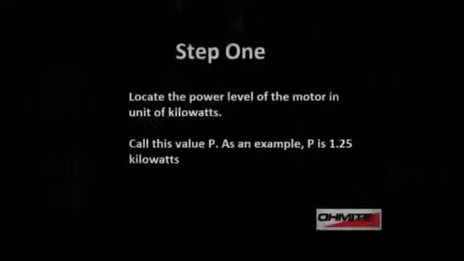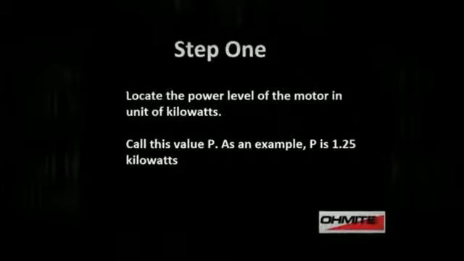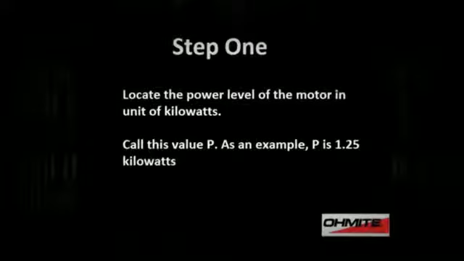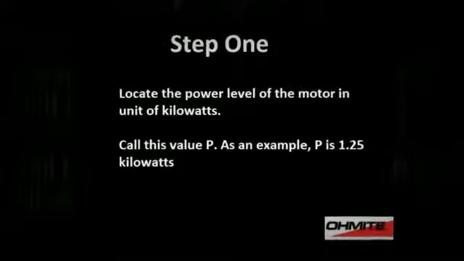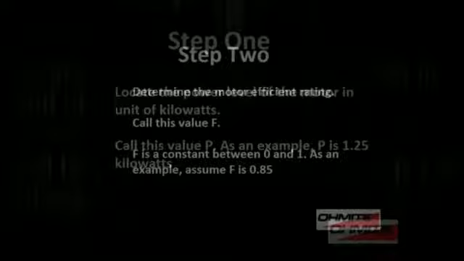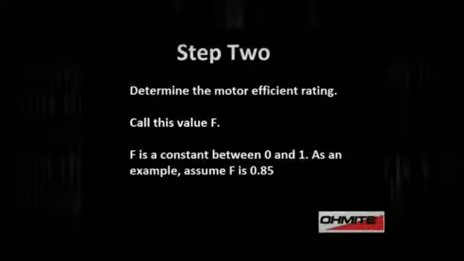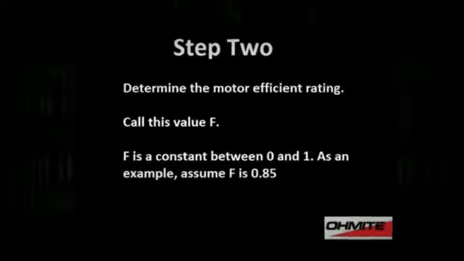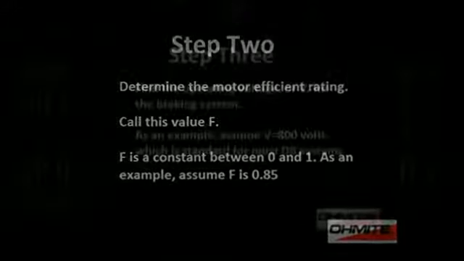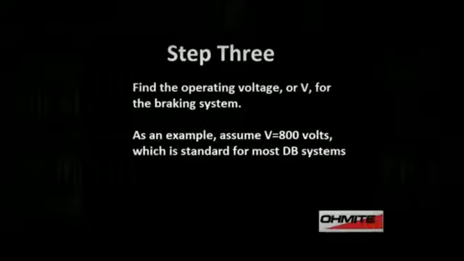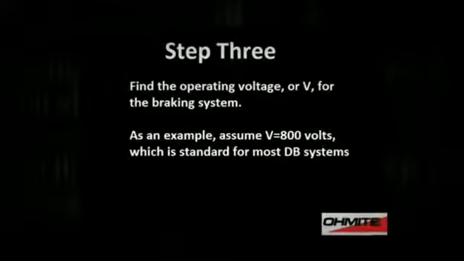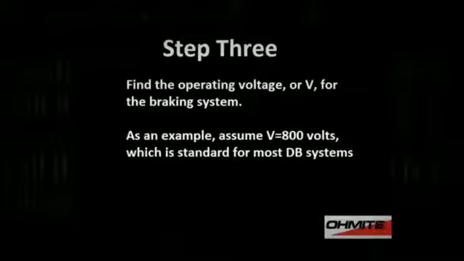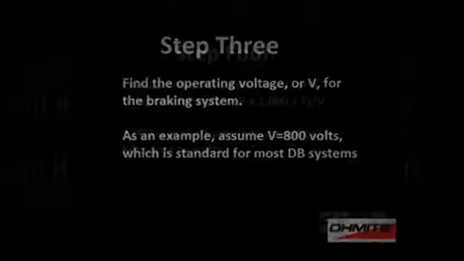First, locate the power level of the motor in units of kilowatts. Call this value P. As an example, P is 1.25 kilowatts. Then, determine the motor efficiency rating. Call this value F. F is a constant between 0 and 1. As an example, assume F is 0.85. Find the operating voltage, or V, for the braking system. As an example, assume V is 800 volts, which is standard for most DB systems.